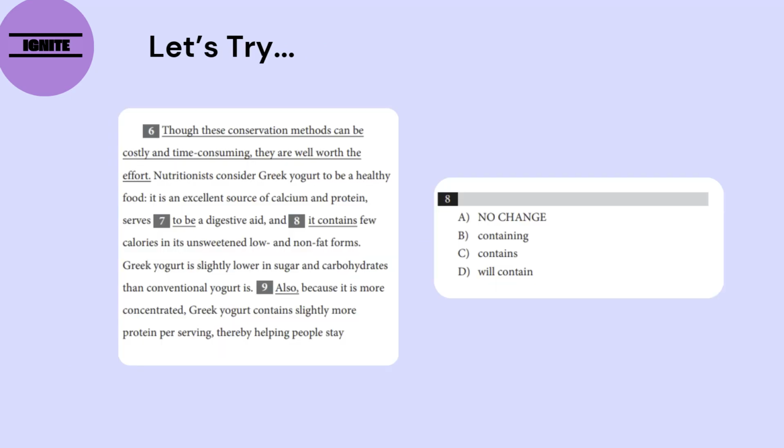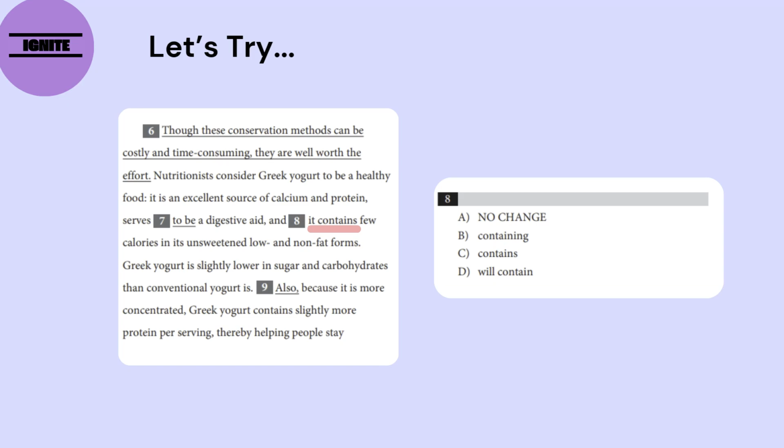Now, let's try answering one of these questions. We have this phrase in question 8. The first thing we're going to look at is the actual phrase itself and the answer choices. "Contains," "containing," "it contains," and "will contain" are all variations of the same phrase. And the way we gauge the correctness of the answer is by looking at the sentence in total.